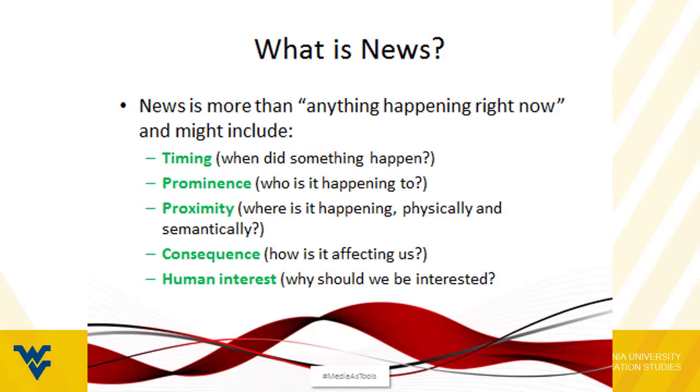One is timing. When did something happen? One is prominence. Who is it happening to? One is proximity. Where is it happening? Both physically, meaning is it happening near you or far away from you? And semantically, is it a situation that's happening near something you care about or about an issue that particularly concerns you? Consequence, how is it affecting us? And human interest, why should we be interested in the situation?